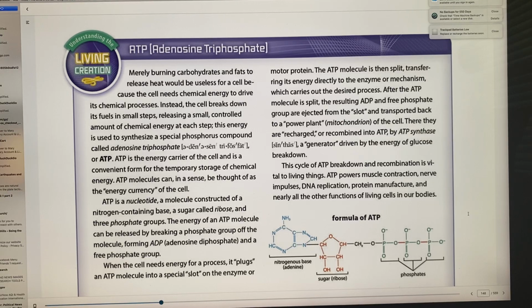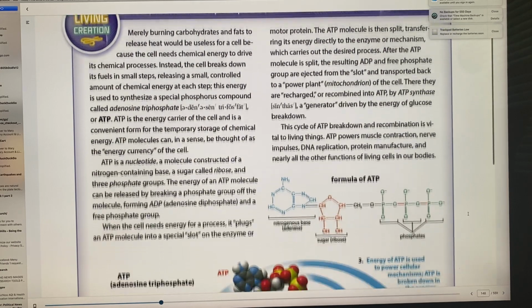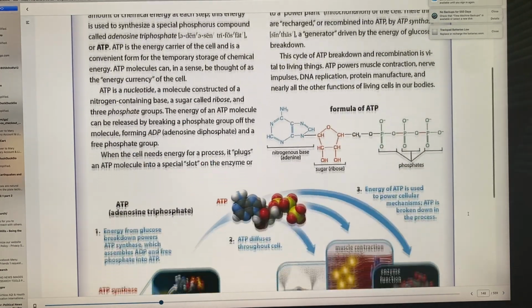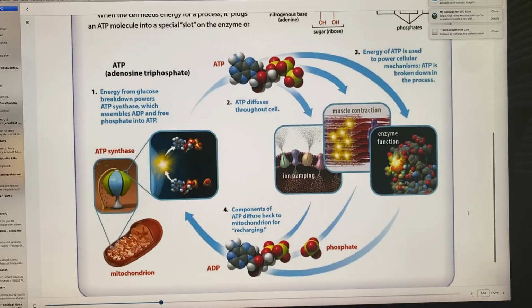So we are continuing on with your biology, and we're in chapter 9. And you have this understanding the living creation here. This is such a sweet way of describing what's going on inside our little cells, each one of our little cells. And we have millions of them. And the description is so good here. So let me talk about it.